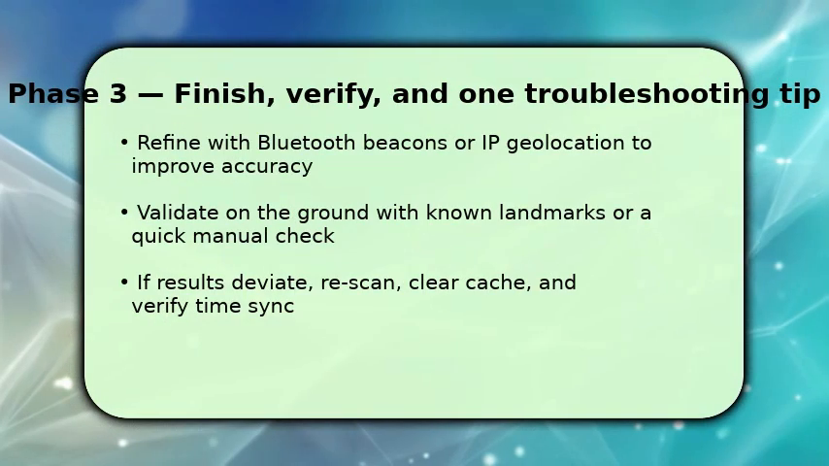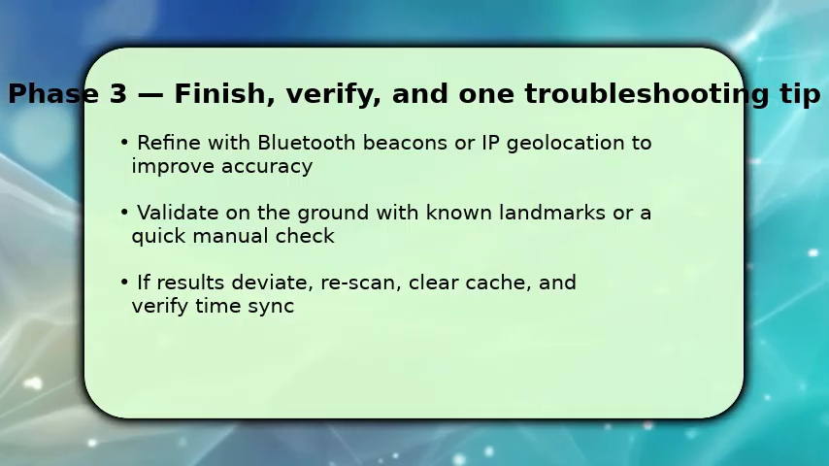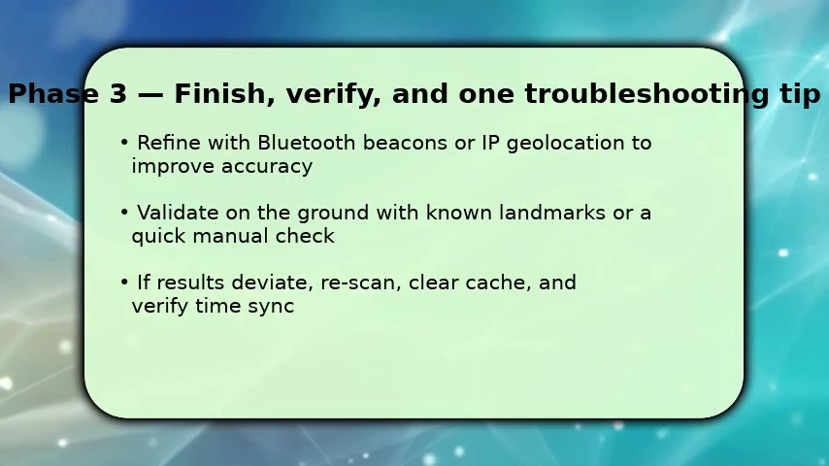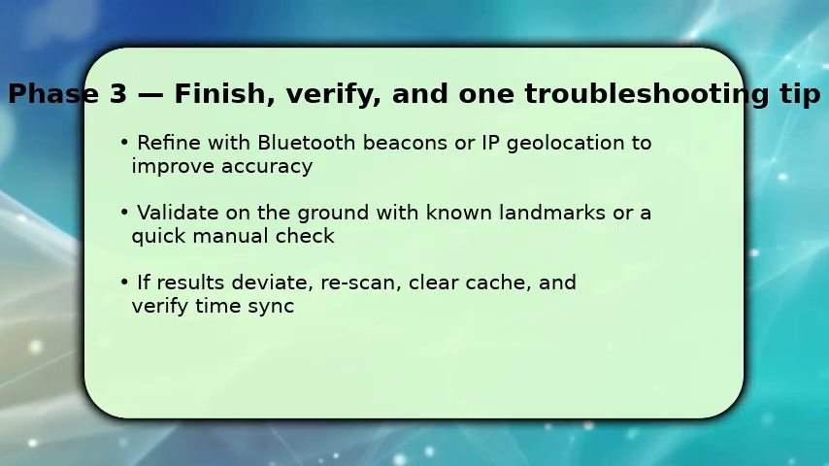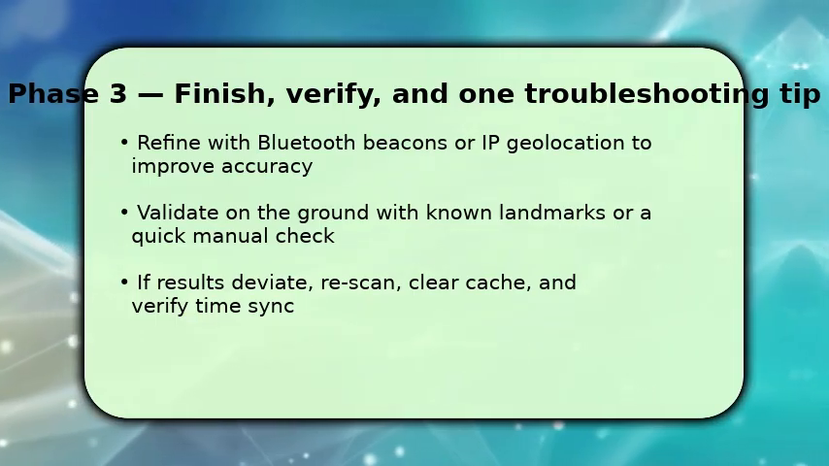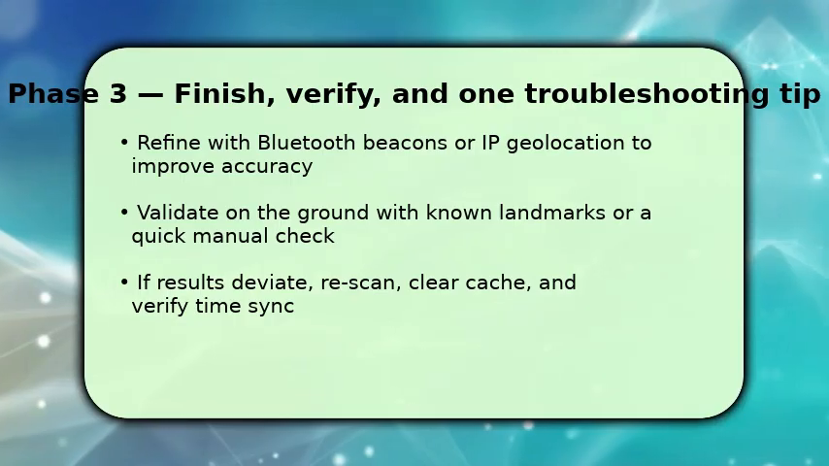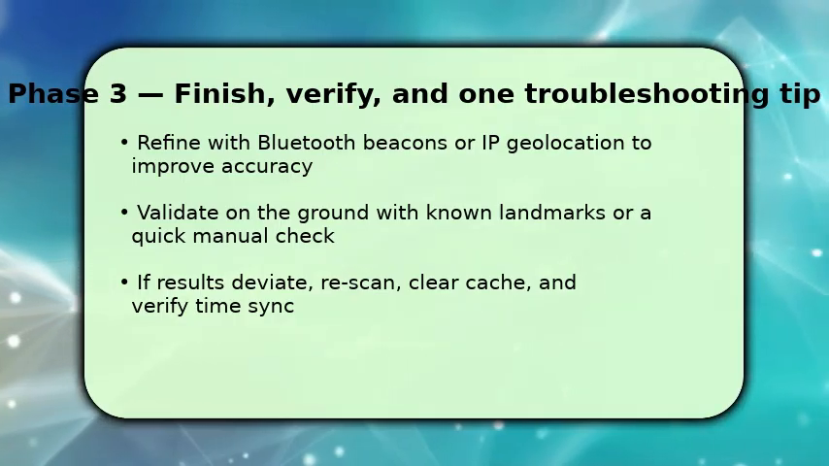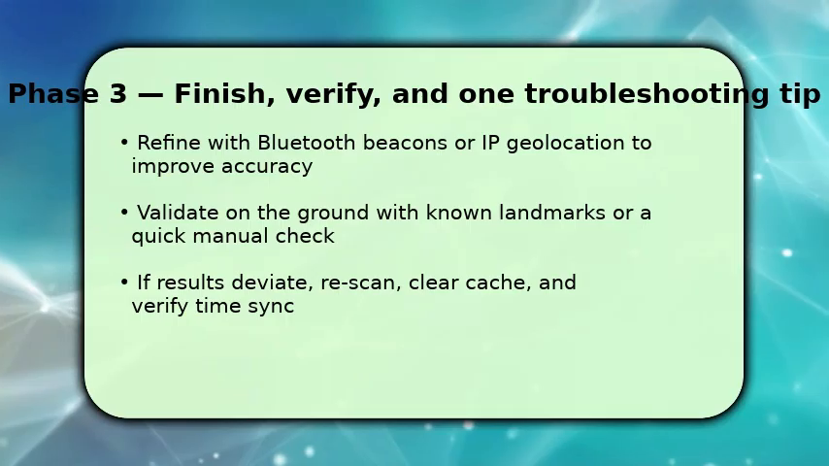Add Bluetooth beacon scans or IP-based geolocation to tighten accuracy. Then compare the estimated position against visible landmarks or a quick manual check on site. Once confident, export the final coordinates with an uncertainty radius and a short note on methods used.